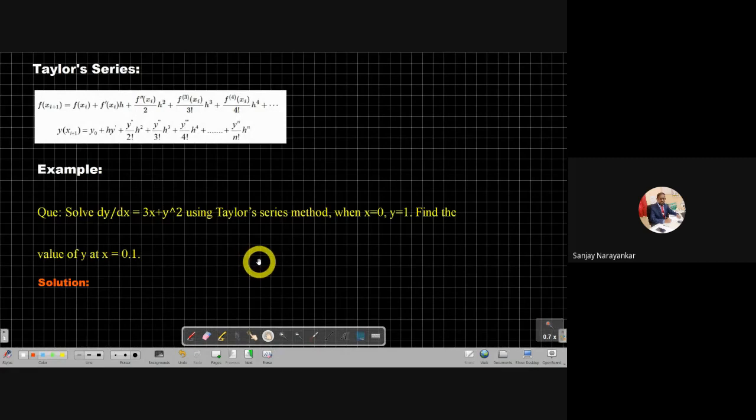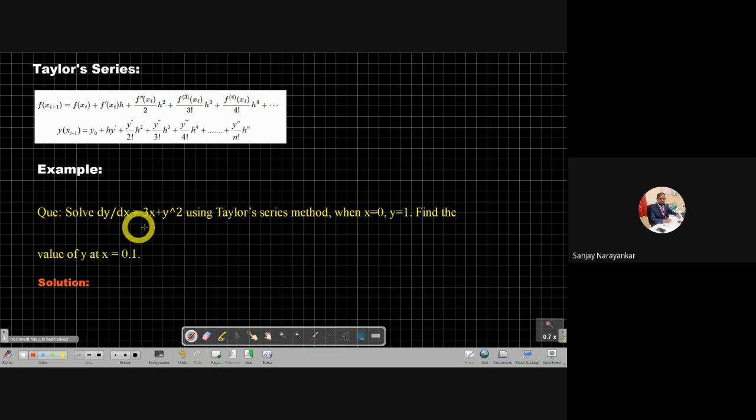I request all of you students, don't expect the same numerical will be there in the examination. You are here to understand the methods. Those students who have missed this technique, for them, I'm just taking a revision of that method, right? Okay. Let's try to understand how to solve this numerical.